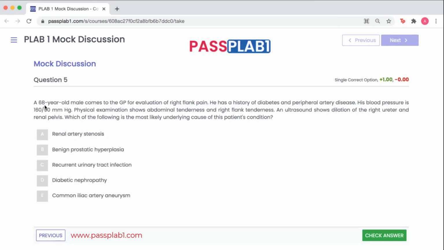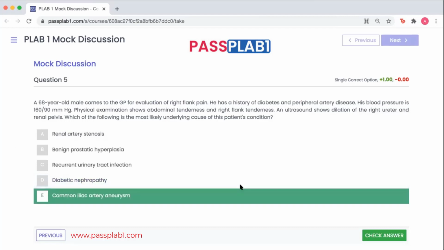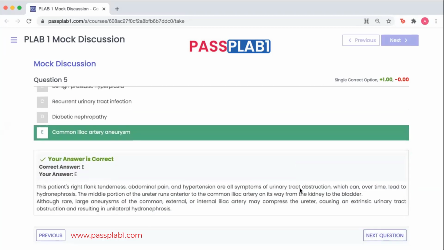Because of the high blood pressure, my mind immediately went to renal artery stenosis, but then that would cause necrosis, and it would stop the blood flow to the kidney. So they'd have a shrunken kidney rather than an enlarged kidney or hydronephrosis. It wouldn't cause some sort of obstruction. So that would rule that one out. And so next, out of the rest of the options, common iliac artery aneurysm would be the only one that makes sense because it could actually push on the ureter and cause hydronephrosis, cause an obstruction. So the answer for this one's common iliac artery aneurysm.